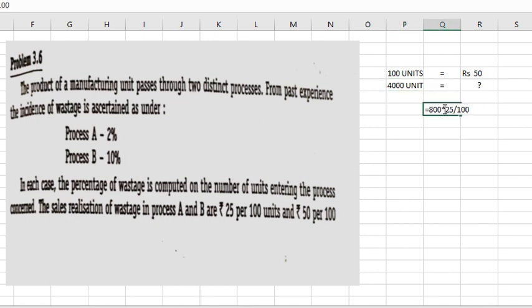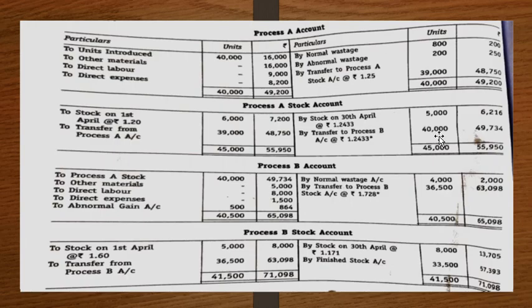Cross multiplication goes like this: for 100 units it is rupees 50. For 4,000 units, how much is it? 4,000 into 50 divided by 100, which will give you 2,000. So for 4,000 units, the realization amount is 2,000. So we have taken 2,000 here. Next we have the output units.